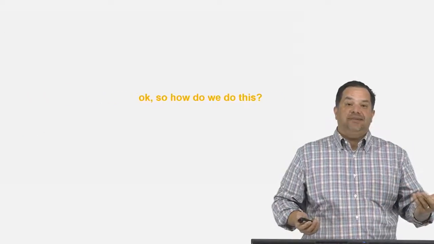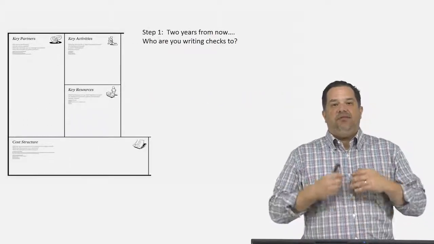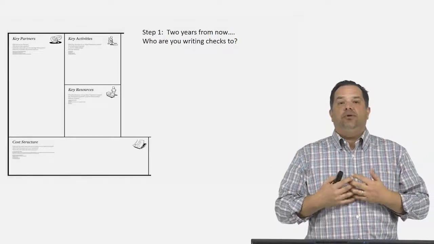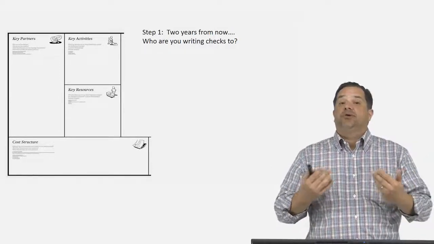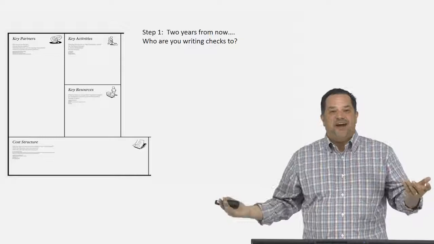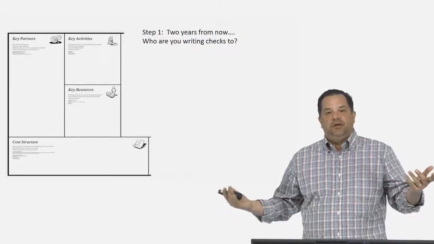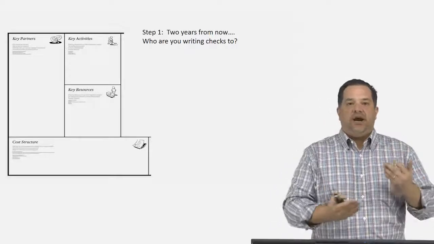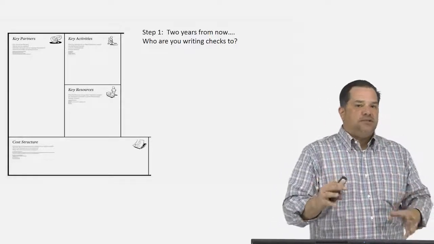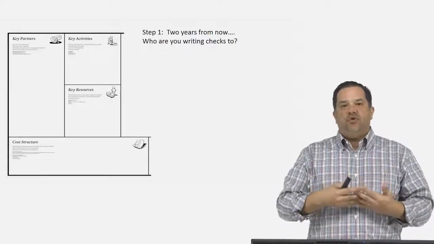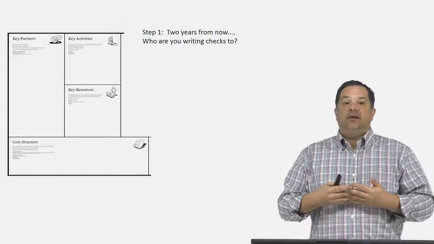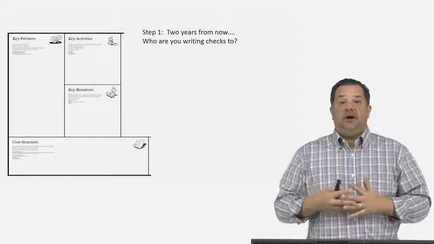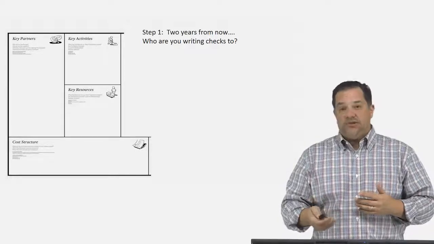Okay, so how do we do this? You think about 2 years from now, who are we writing checks to? And this is actually going back, getting outside the NASCAR example a little bit. What are our key activities and what are our costs? This is why I love teaching these 2 boxes at the same time because they're so closely connected. Our key activities typically cost us money. These are people that we're writing checks to.